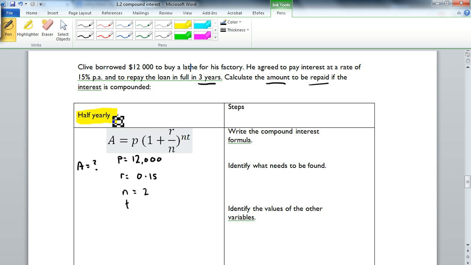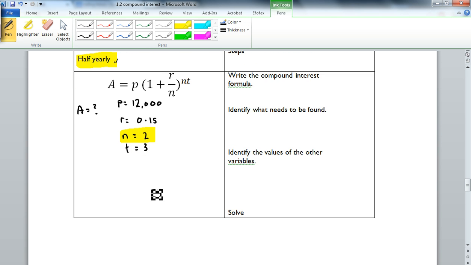And what are the variables we have? We've got a T over here. The time is still 3 years. So the only thing that's really changed since the last example is the number of periods per year. Let's see how that affects. All right. So we've done this step. We've identified the values of the other variables. Good. Now we just need to solve.